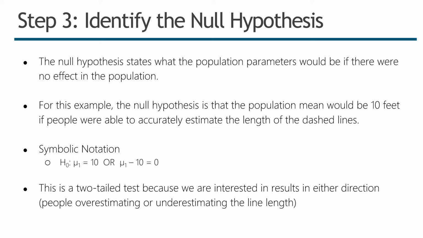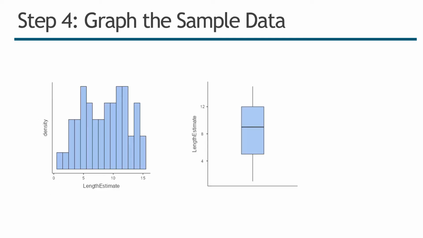Right? It could be interesting to find out that people underestimate the length of the lines of the road, or it could be interesting to find out that they overestimate the length of the lines in the road. Right? Sometimes people have a very specific prediction and they're only interested in results in one direction, like they're only interested in finding out if scores go up after a particular treatment. And if that's the case, they might do a one-tailed test. We're going to save that for a different video. This whole video is focused on a two-tailed test. The graph on the right is a box plot.